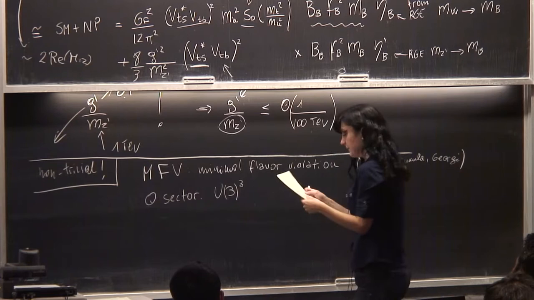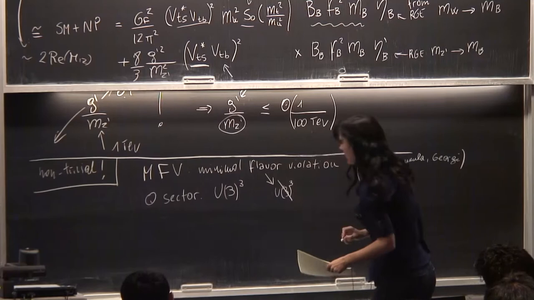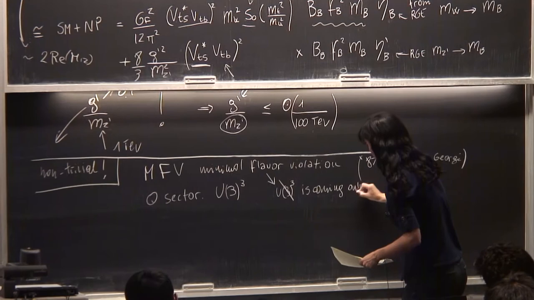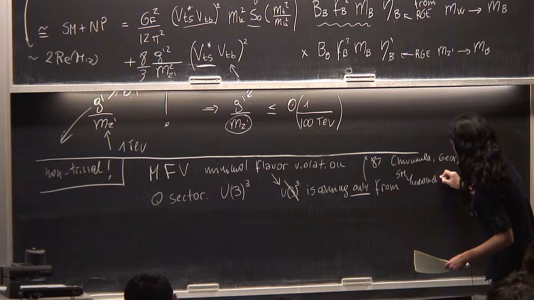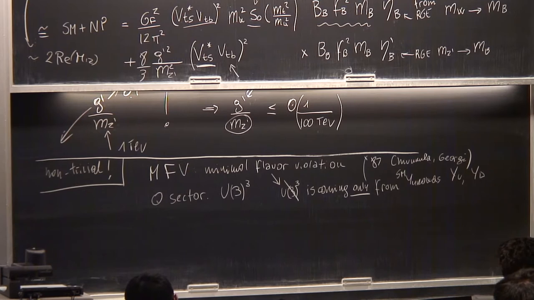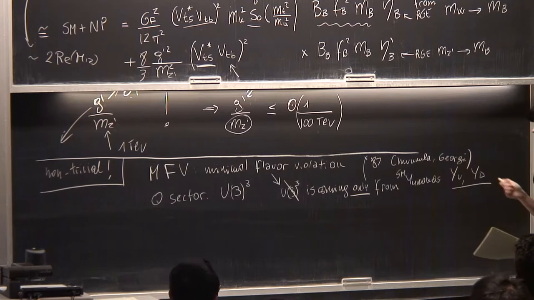But then the idea is that minimal flavor violation is telling us that the U(3)^3 breaking is coming only from the standard model Yukawas. So this is Y_U and Y_D. Whatever new physics theory I write down can always look back at this large global symmetry, and what I need is that this global symmetry is only broken by these two Yukawas. And this is what is really happening in the standard model.